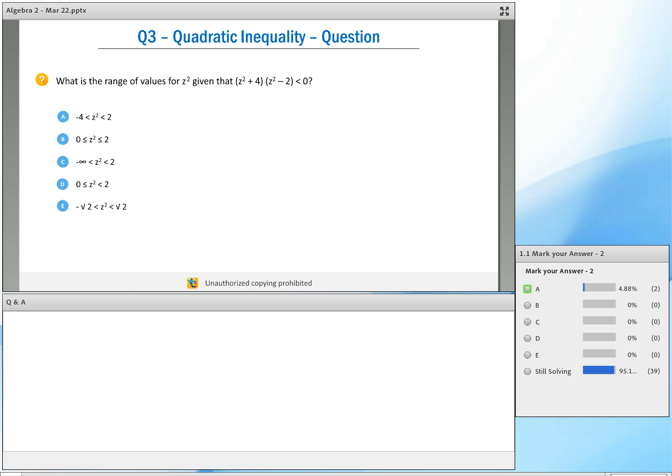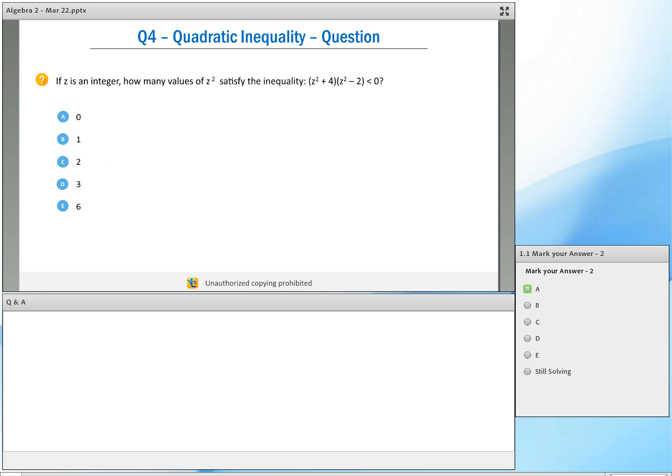I want to get 50 people to say still solving. Okay, here is your next question. Good luck, guys.